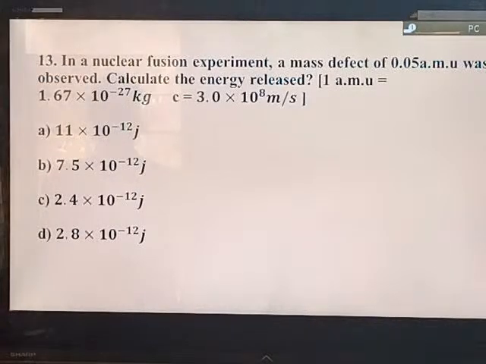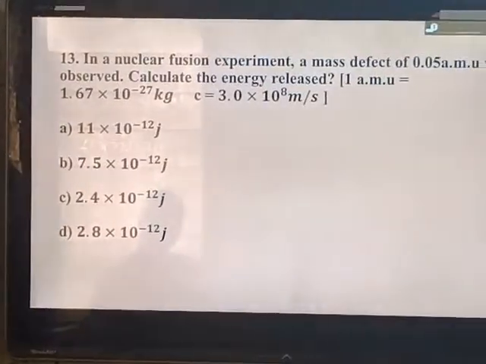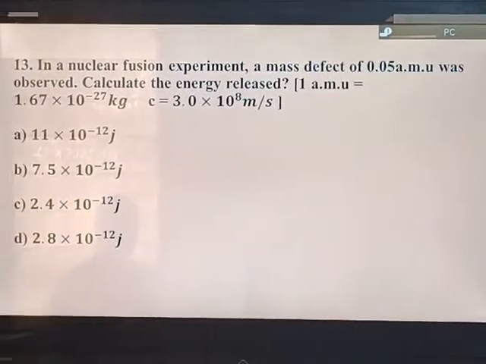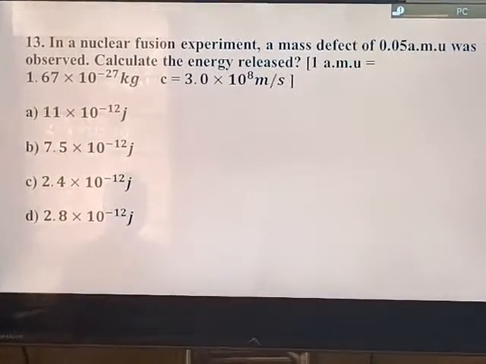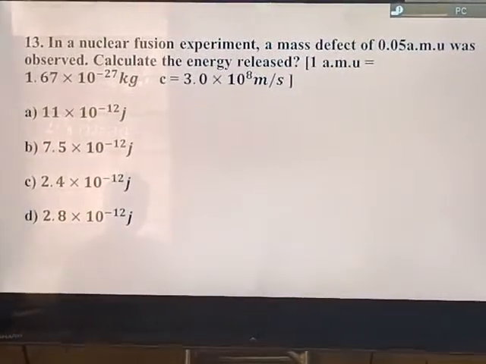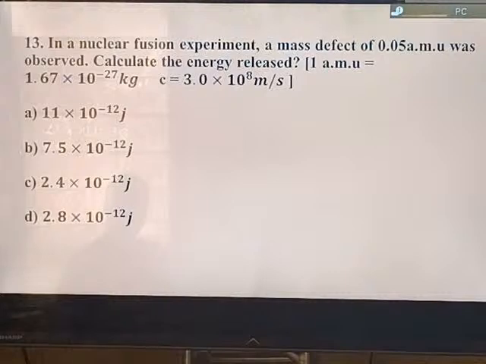Okay, now let's look at number 13. Number 13 says, in a nuclear fusion experiment, that's in radioactivity, a mass defect of 0.05 AMU. And in case you don't know, AMU stands for atomic mass unit. So the mass defect, remember mass defect is written as delta M, is equal to 0.05 AMU. Don't forget, we have been given what is 1 AMU? 1 AMU is 1.6 times 10 to the power minus 27.